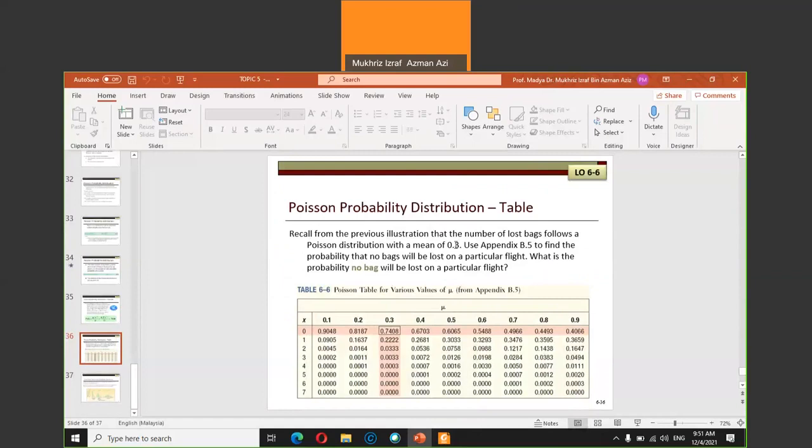Just now 0.3 is the mean, and you want to calculate P(x equals 0). So basically just refer to x equals 0 under 0.3. You get directly the value of 0.7408.